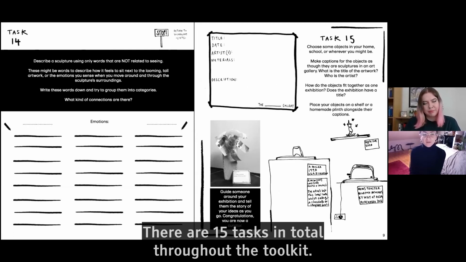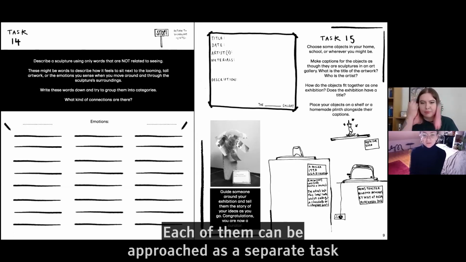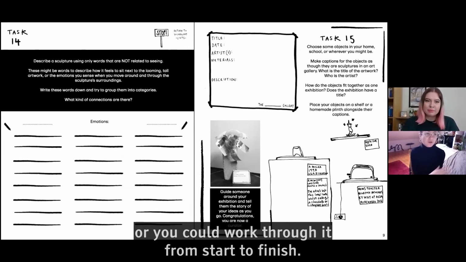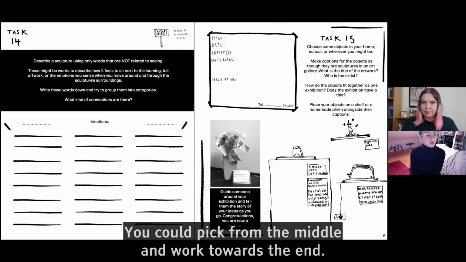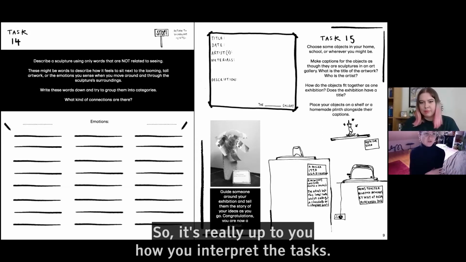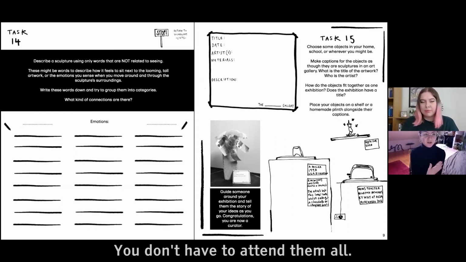There are 15 tasks in total throughout the toolkit. Each of them can be approached as a separate task, or you could work through it from start to finish. You could pick from the middle and work towards the end. So it's really up to you how you interpret the tasks.